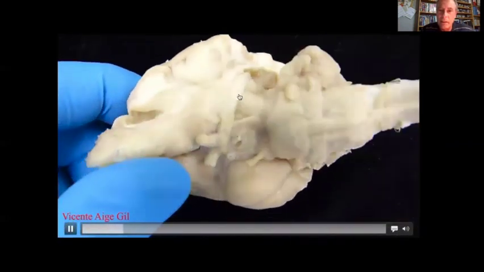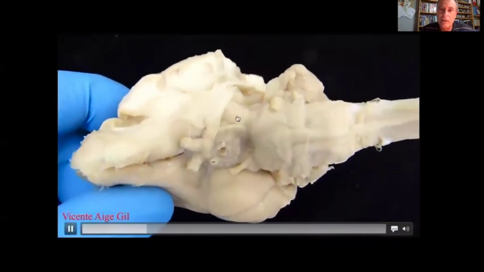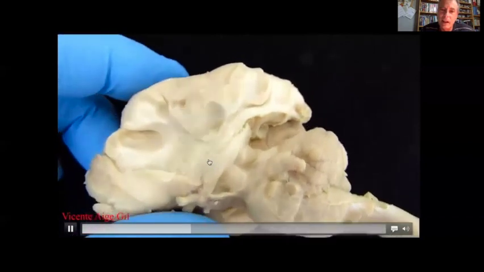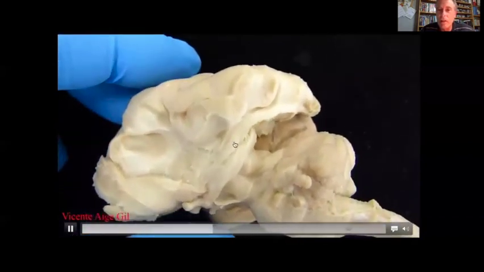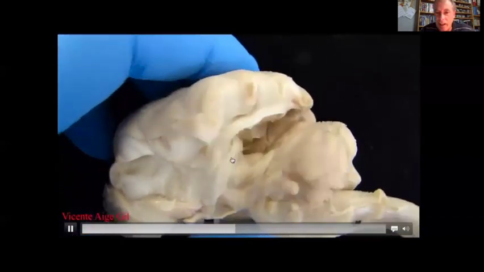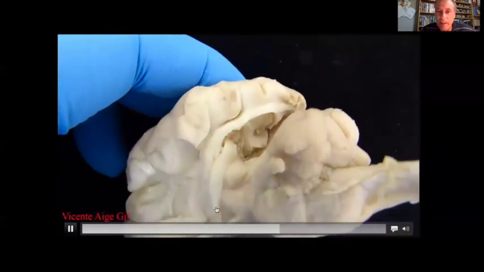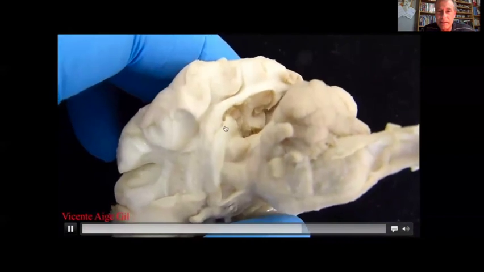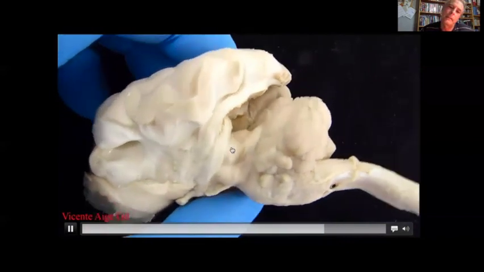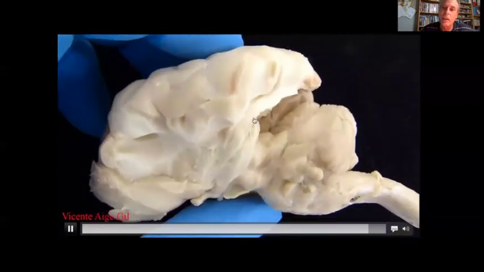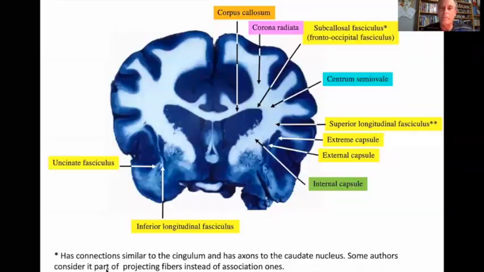You see the optic tract here, the crus cerebri, right? And the optic radiation. This is the optic radiation. And you see the lateral geniculate body here. And these are optic fibers, right? So remember, this is the optic radiation that is part of the caudal crus of the internal capsule.